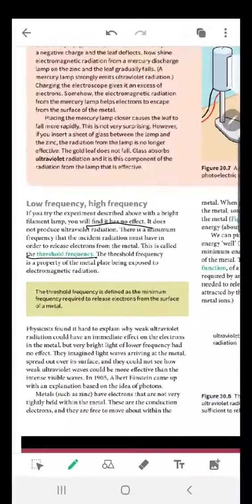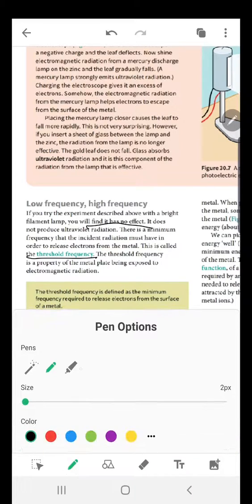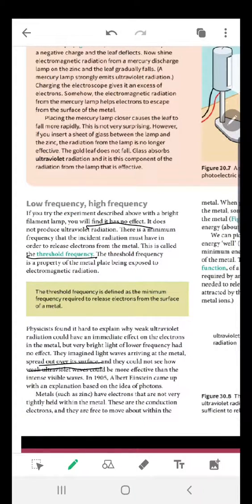Okay, let's keep on reading. The physicists found it hard to explain why weak UV radiation could have an immediate effect on the electrons in the metal, but very bright light of lower frequency had no effect. They imagined light waves arriving at the metal spread out over its surface, and they could not see how weak UV waves could be more effective than intense visible light. So they were unable to explain why this phenomenon was happening. Albert Einstein came up with an explanation based on the idea of the photon, which we'll study today as well.